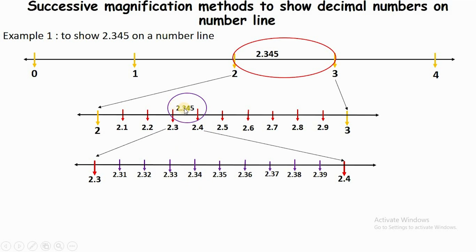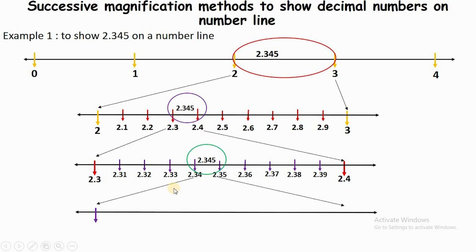So now this number 2.345, it lies between 2.34 and 2.35, since 2.345 is more than 2.34 and it is less than 2.35. Therefore, it lies between 2.34 and 2.35. Again, we are going to zoom in this portion of the number line between 2.34 and 2.35. So here we'll write 2.34 and here we'll write 2.35. Now this is a zoom in portion.